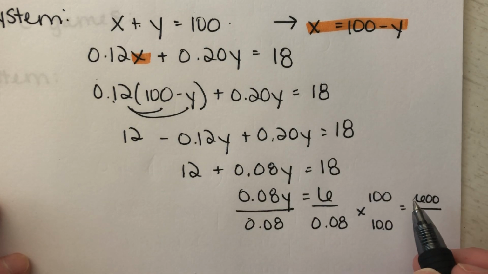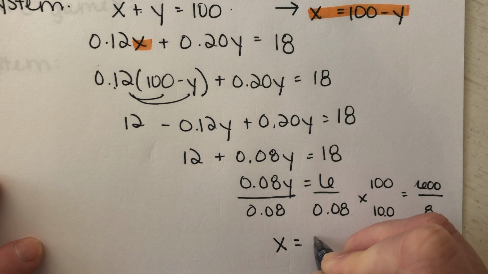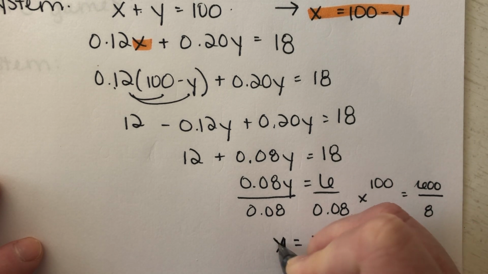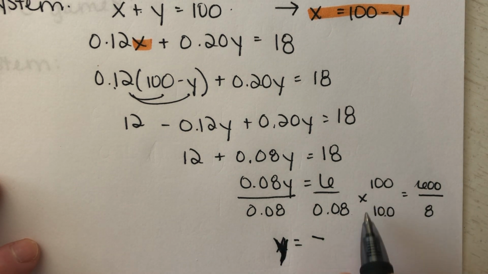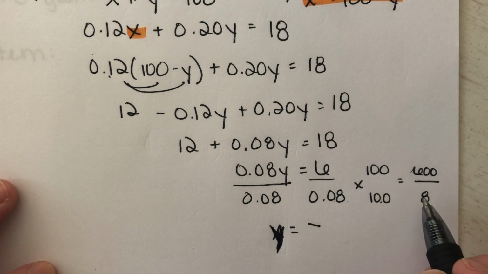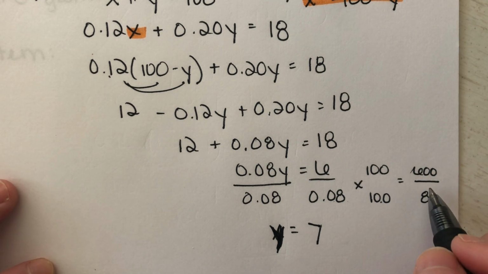8 goes into 60 7 times. So x equals, oh, I'm not an x, I'm a y, sorry. We're solving for y. I saw my little times sign and I put x, but it's y. So y equals, 8 goes into 60 7 times, but 7 times 8 is 56, so we've got 4 left over.